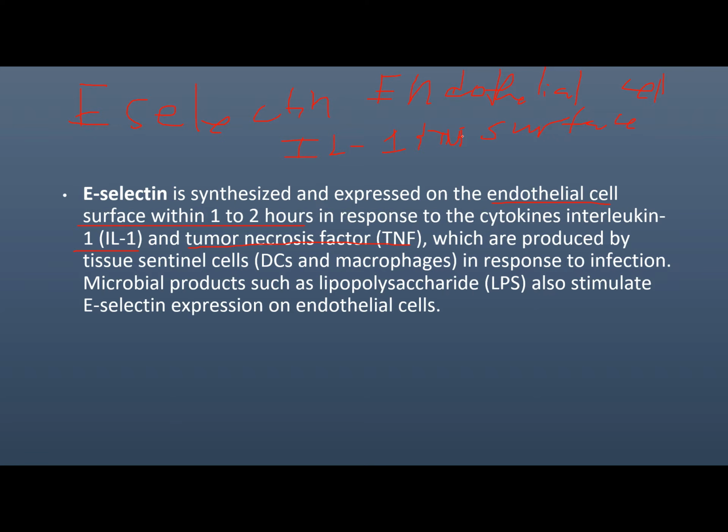So if asked in your quiz or exam, what causes the creation or the expression of your E-selectin, or which cytokine causes the expression of E-selectin, your answer would be interleukin 1 and tumor necrosis factor, which are all produced by your dendritic cell and macrophage in response to an infection. Microbial byproducts such as your lipopolysaccharide would also stimulate E-selectin expression on endothelial cells.